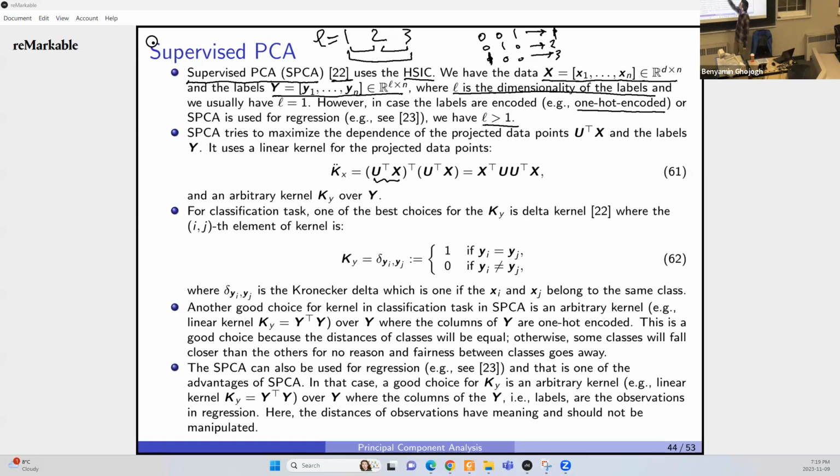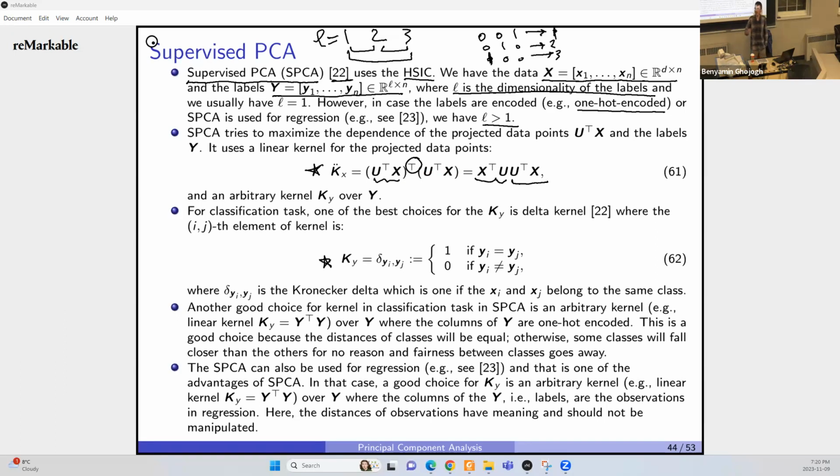Recall preliminaries. U transpose X is projection of X onto the column space of U, right? So the kernel over the projected data is this: U transpose X, transpose, U transpose X. Kernel over that. So now trace applied on this. Trace reverses the order of multiplication. It becomes X transpose, U transpose transpose becomes U, and also this, right? So this is kernel over X, kernel over Y.